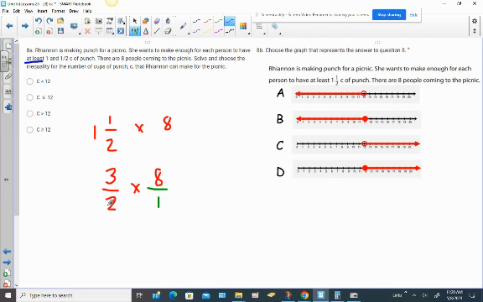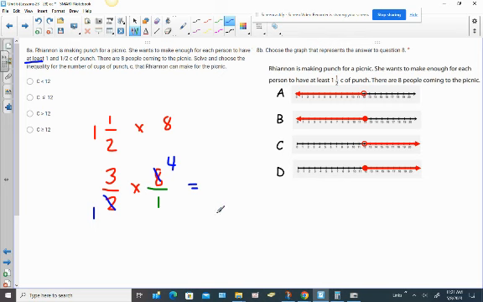Let's take advantage of the fact that 2 is a factor of this number and this number. Divide by 2 and get 1. Divide by 2 and get 4. All right, so multiply 3 times 4, and you're going to come up with some number. And if we divide that by 1, it'll be the same number.